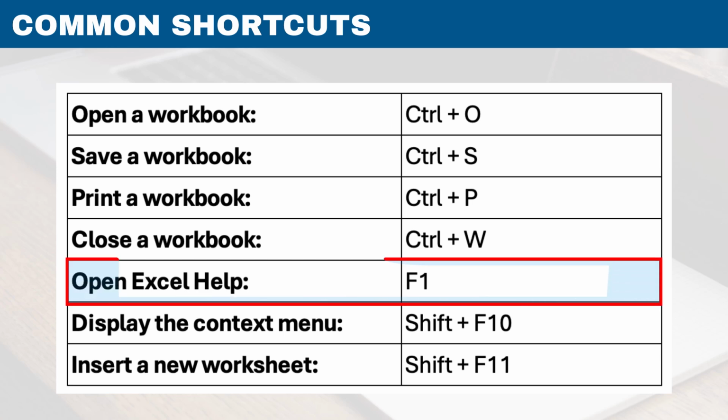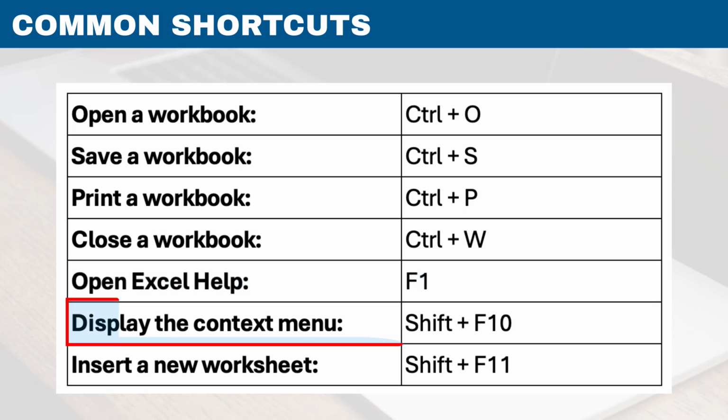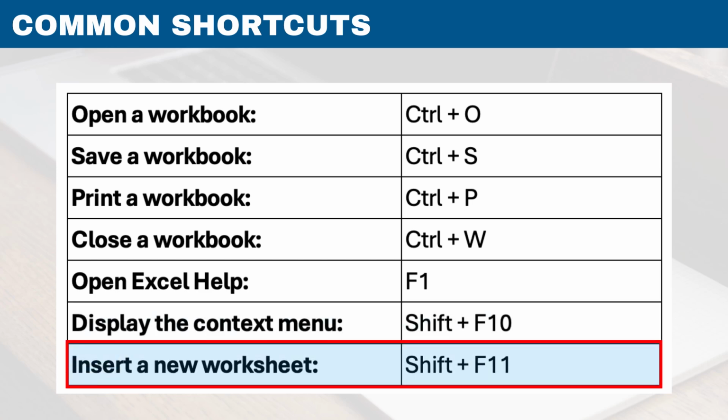To open Excel Help, open Excel and press the F1 key. The Excel Help window will appear. To display the context menu, select a cell and press the Shift and F10 keys simultaneously. The context menu will be displayed. To insert a new worksheet, open an Excel workbook and press the Shift and F11 keys simultaneously. A new worksheet will be inserted into the workbook.